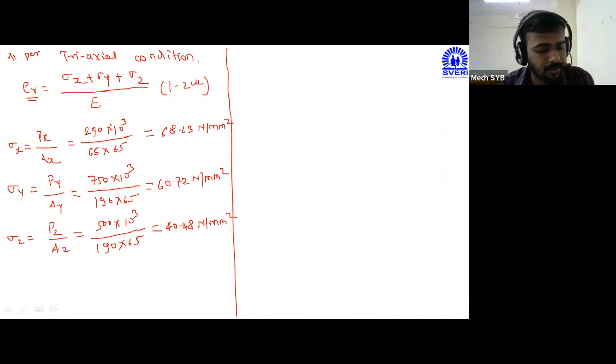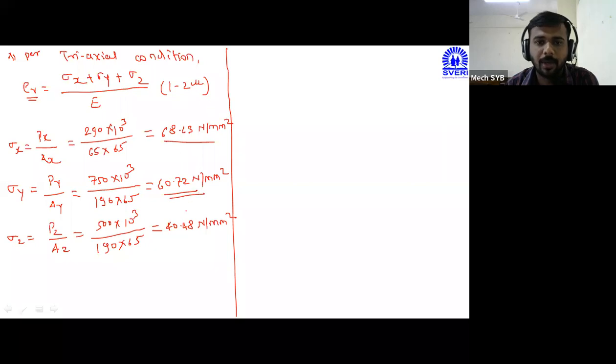Okay, one by one, after calculation, send your answers in the chat box, or if you have calculated all three, you can send all three simultaneously. Just for your verification, I have written the answers. 68.63 Newton per mm square, this is the sigma x value. 60.72, this is the sigma y value, and 40.48 Newton per mm square, this is the sigma z. Please verify your answers and check whether the calculations are coming correct or not, because this calculation is very simple and straightforward, but it is very important.